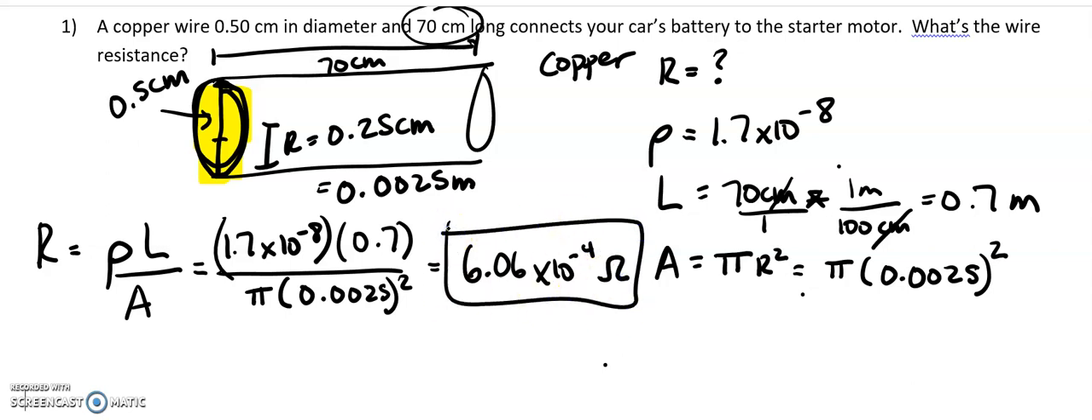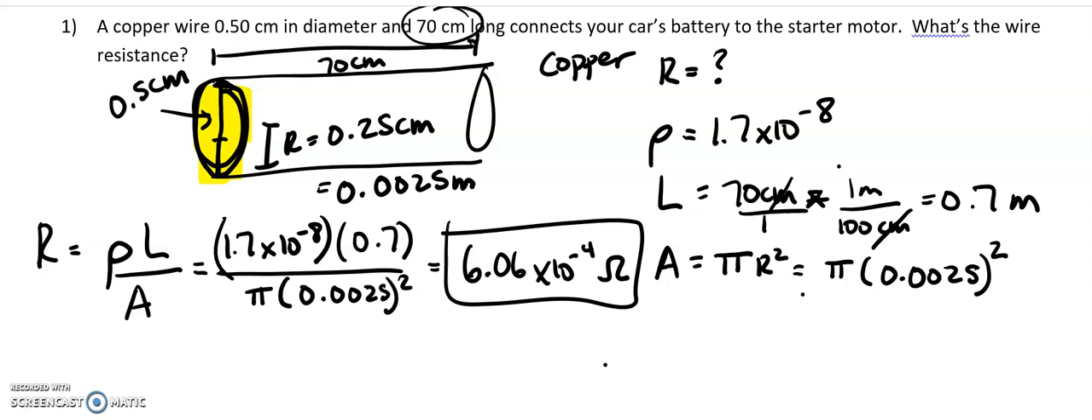So let's think about this. Is this a big or small resistance? This looks like a pretty darn small resistance. Does this make sense? Yeah, it's a copper wire. We want wires to have really low resistance, so it's easy for electrons to flow through. We don't want electrons to lose a lot of energy as they're flowing through, like wires.